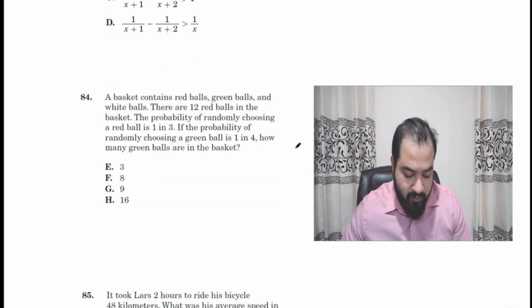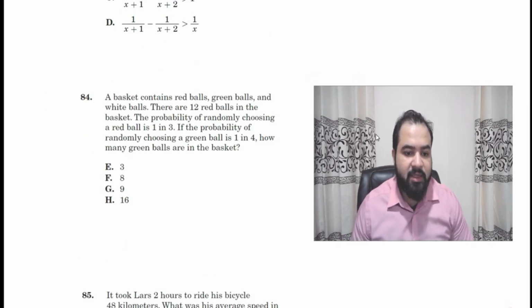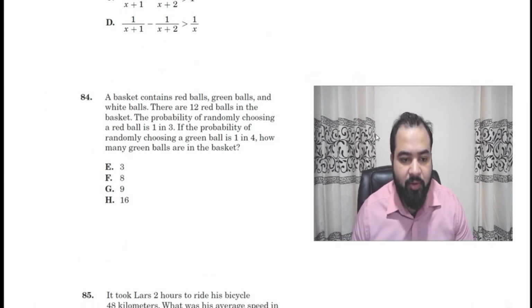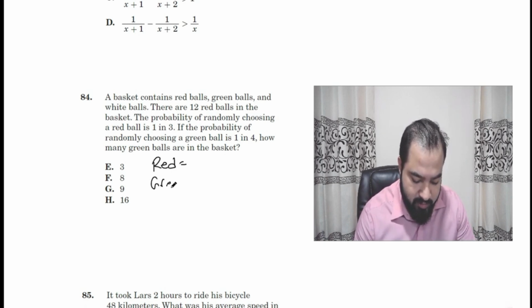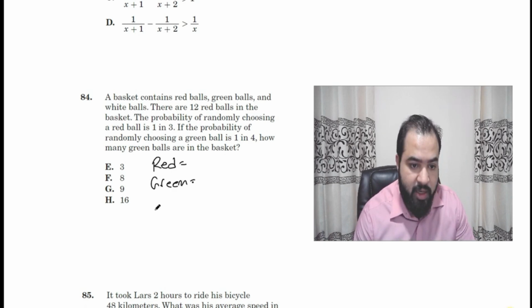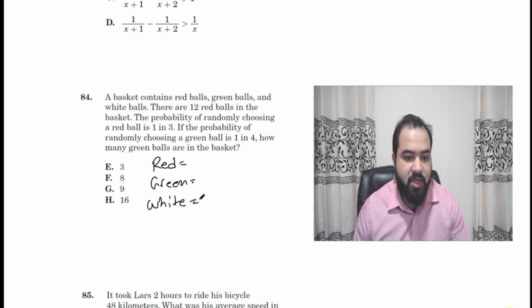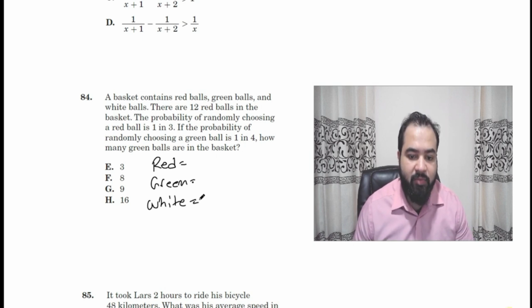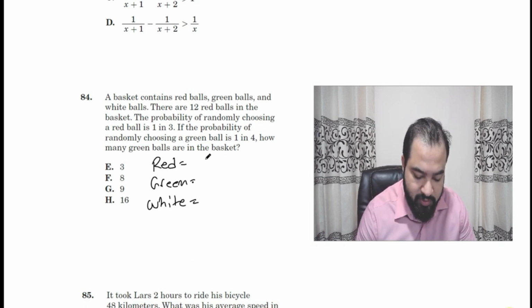Now 84. A basket contains red balls, green balls, and white balls. So we have red, green, and white. All right. Now the probability of randomly choosing a red ball is 1 in 3. So the probability of choosing red will be 1 out of 3.